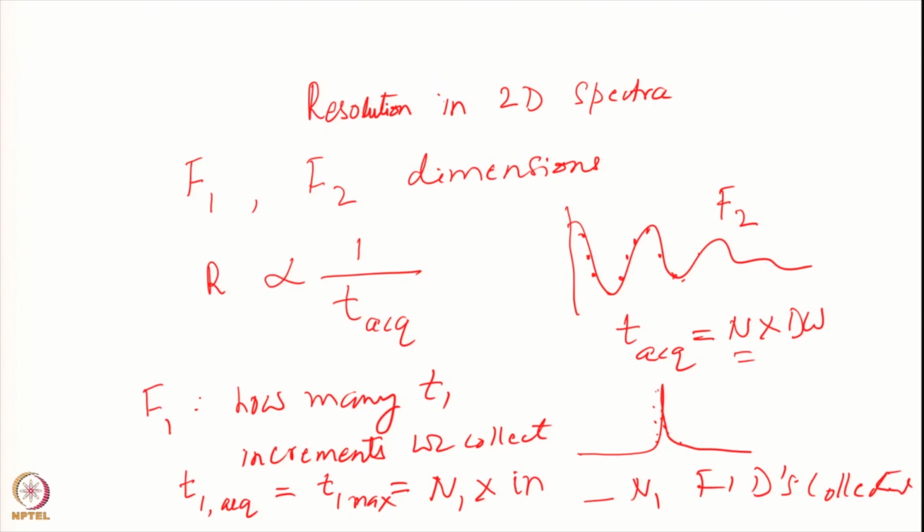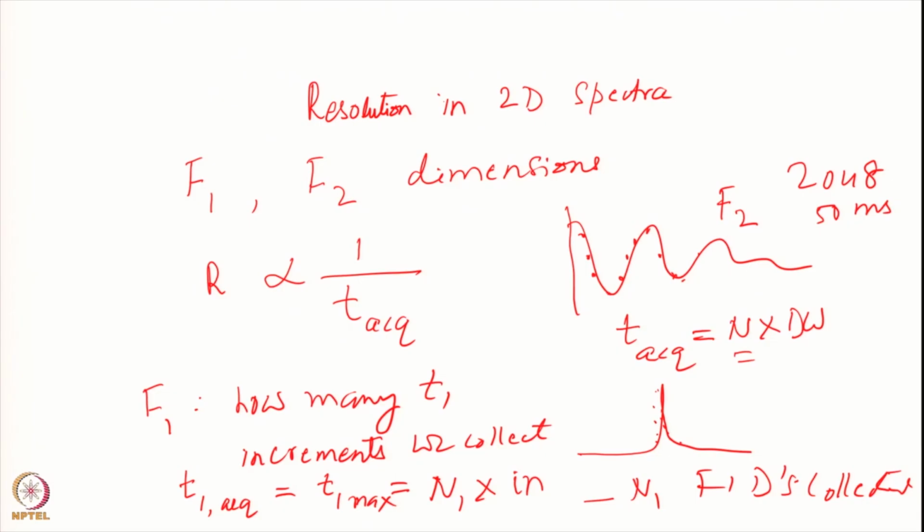So, for example, if I collect 2048 data points in the F2 dimension, this may go for, let us say, about 50 milliseconds, assuming hypothetically. Given a certain dwell time, it may go for 50 milliseconds. But if you want to increase from 2048 to 4096, then it will go to 100 milliseconds. But that is no big deal. Whether I collect the data for 50 milliseconds or 100 milliseconds or 200 milliseconds, it is not going to increase my data collection time too much.